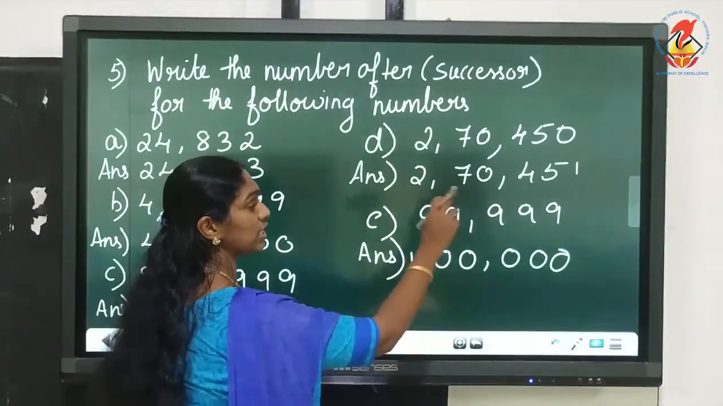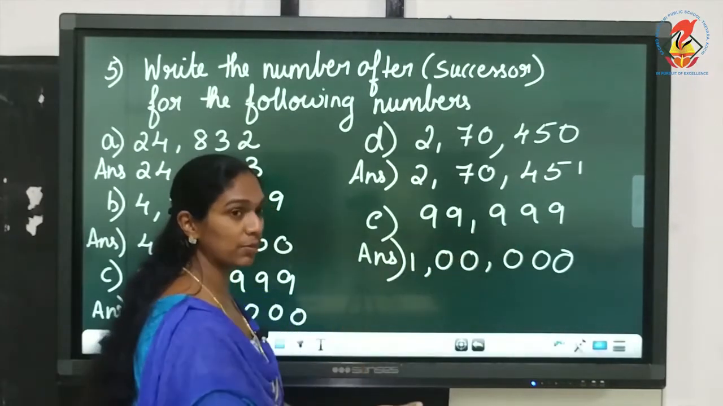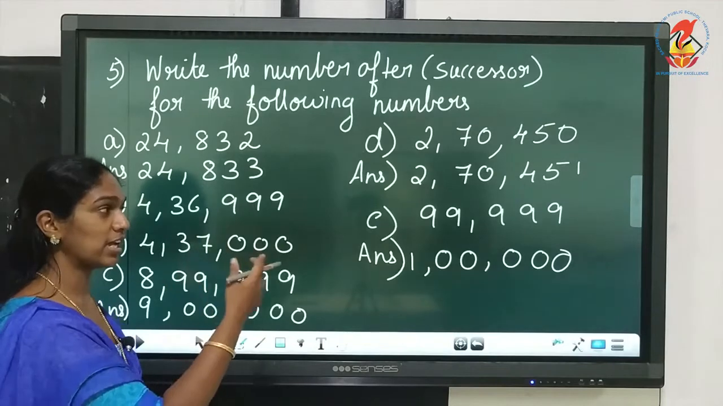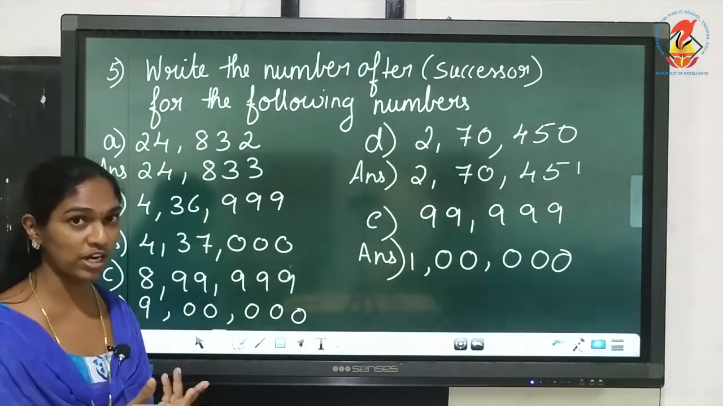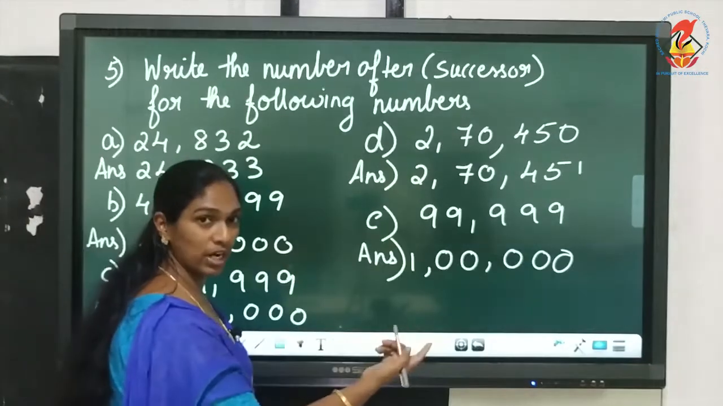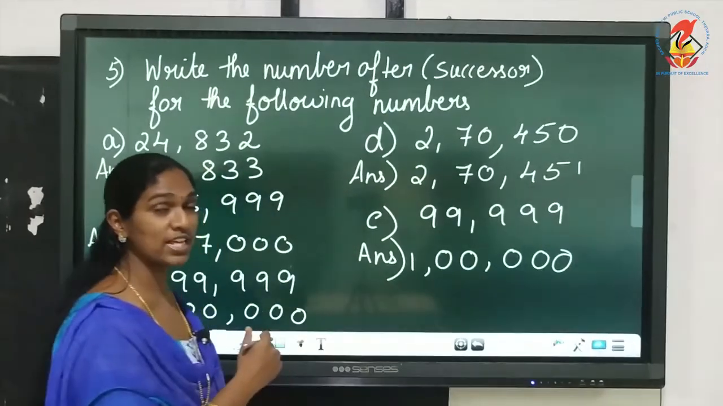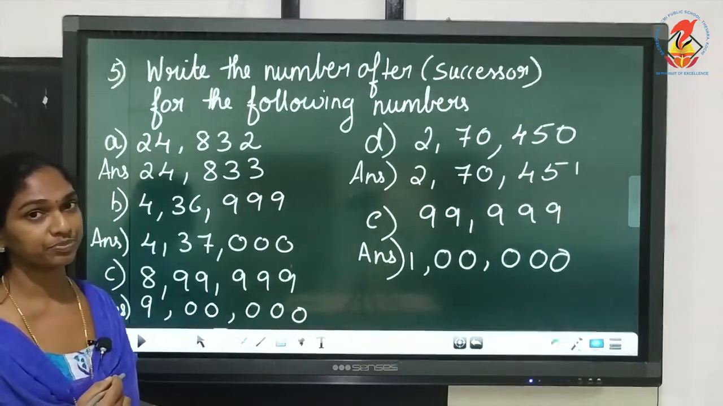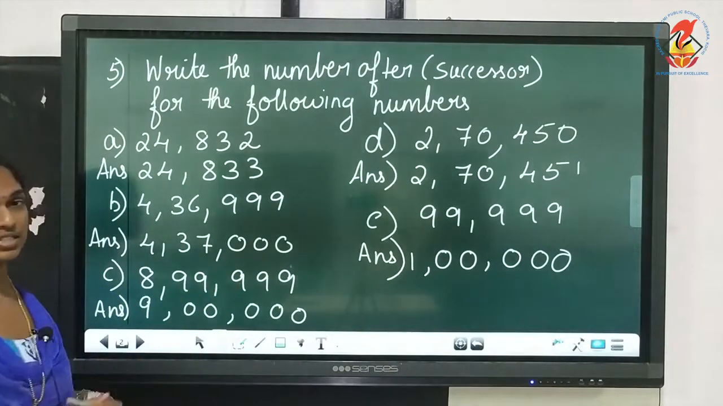So, 99,999. The successor will be 1 lakh. You have already learned it in the beginning. 99,999 is the largest 5-digit number. When you add 1, you get the next smallest 6-digit number and that was 1 lakh. So, understood how to write the successor?